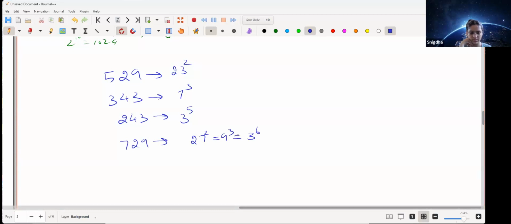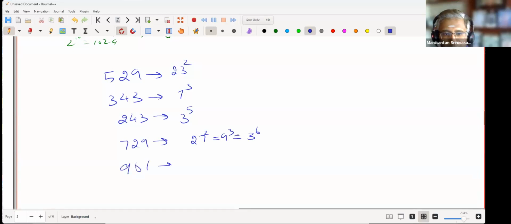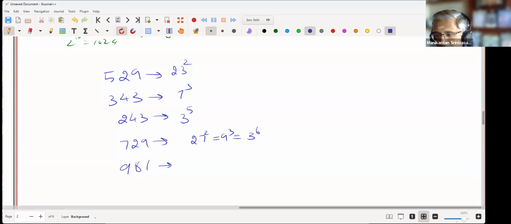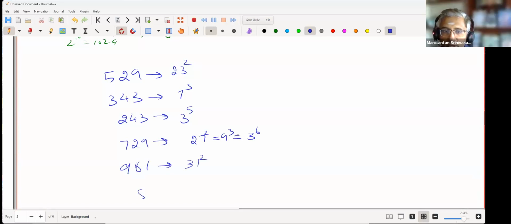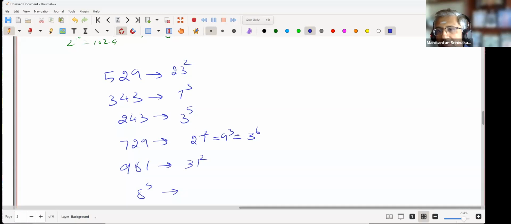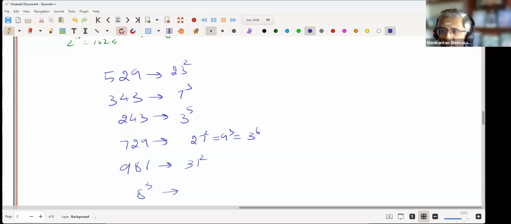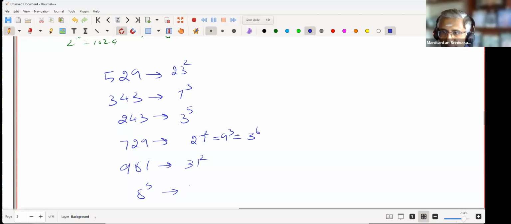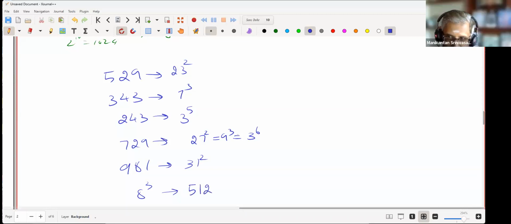Okay. Gyan, let's see. 961. 31 square. Okay. Arnav, what is 8 cubed? So 8 cubed is what? 64 times 8. Again, powers of 2. You should know. 8 cube is 512. 5 and 2, correct, but slow.